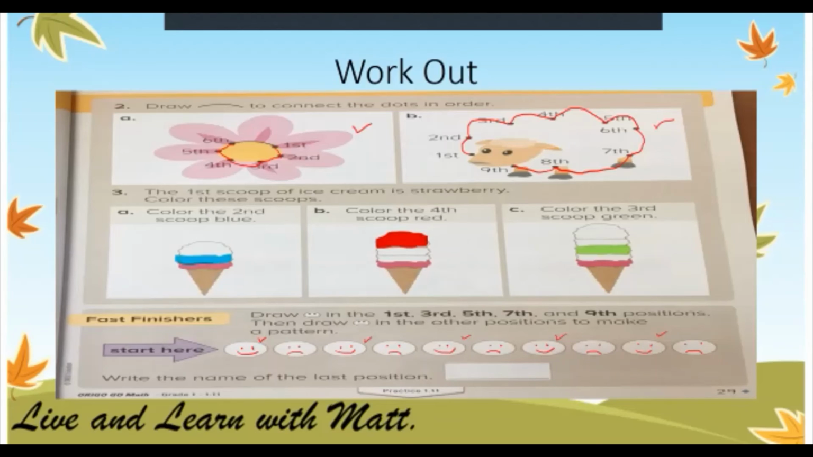Write the name of the last position. So we've got first, second, third, fourth, fifth, sixth, seventh, eighth, ninth, and 10th. So we write 10th position.